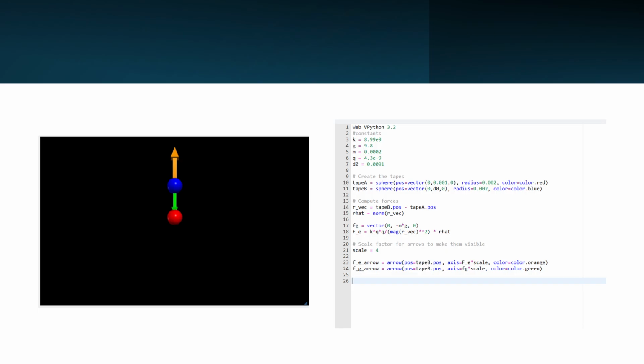And this is my simple VPython code. I don't know if it's very visible, but we have the constants up here: Coulomb's constant, gravity, the mass, the charge of both, and the distance. And then we created two spheres, one blue and one red. The blue one is tape B, and the red one is tape A. And the orange arrow is meant to depict the force from tape A, and green is for gravity.